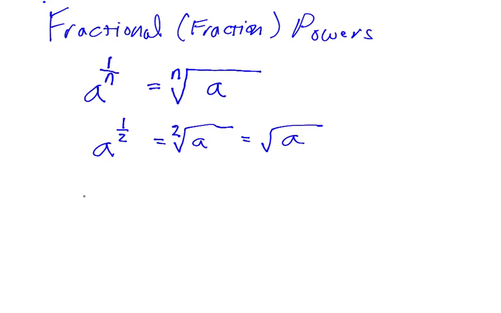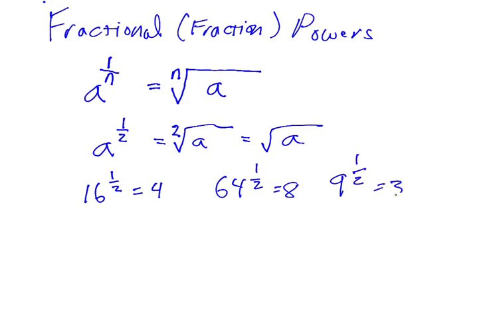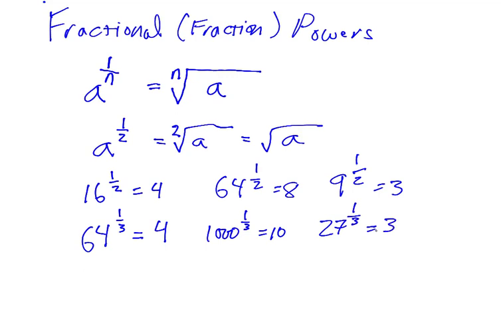So we could see an example of that. For example, 16 to the power of 1/2 is 4. 64 to the power of 1/2 is 8. 9 to the power of 1/2 is 3. Okay, but it's not only just 1/2. We could also have something like 1/3. For example, 64 to the power of 1/3 would be the cube root of 64, which is 4. Or 1000 to the power of 1/3 is 10. As well as 27 to the power of 1/3 being 3.